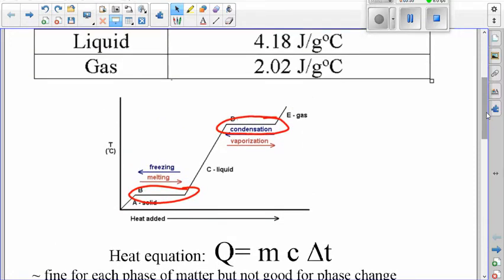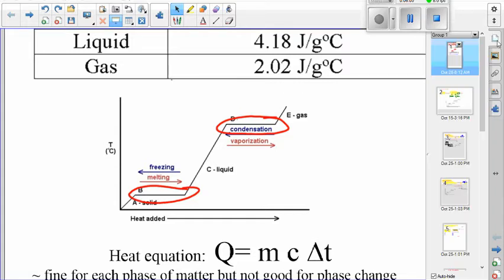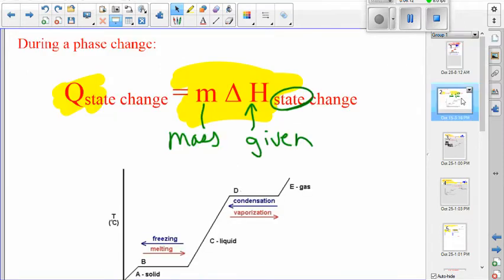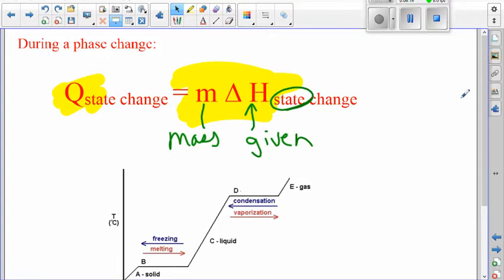And so Q equals MC delta T will still work for the sections of this graph where we do have temperature change, but not for these two I have circled here. And so that brings us to a new equation, which is actually a little bit simpler than Q equals MC delta T. It's Q equals M delta H. So I have state change written here because it'll depend on whether you're melting or freezing or vaporizing.